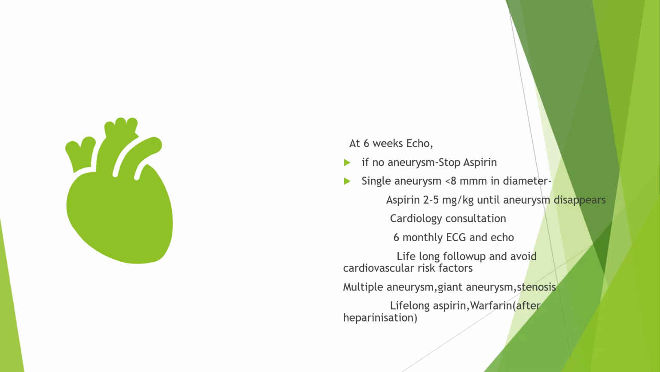And if there are multiple aneurysms, or a giant aneurysm, that is, a size of more than 8 mm, or if there is stenosis, lifelong aspirin and warfarin should be given. So, if there is an aneurysm, the child has to follow up with cardiology. If there are multiple aneurysms, continue aspirin and warfarin lifelong.